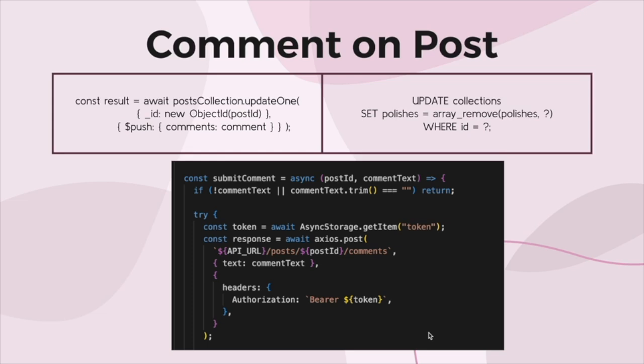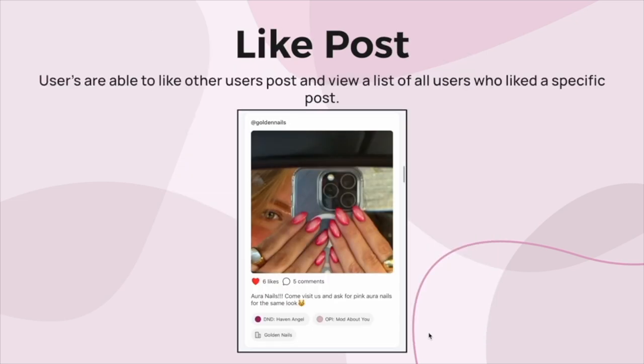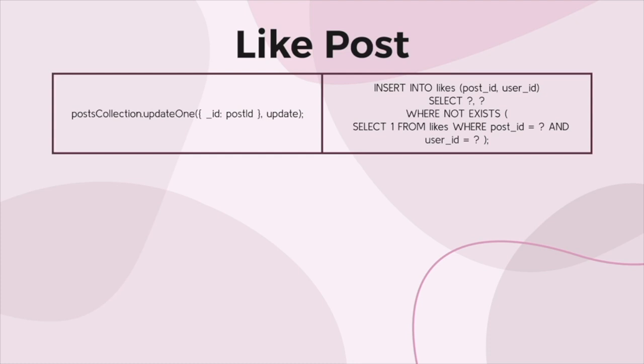It also stores the comment locally through async storage before storing it into the database, so it displays instantly. Users are able to like other users' posts and view likes of other users. And this is our like post, where the MongoDB query updates the post to include the new like through the count, and also adds a user ID to the liked array so that we can later display who has liked this post.